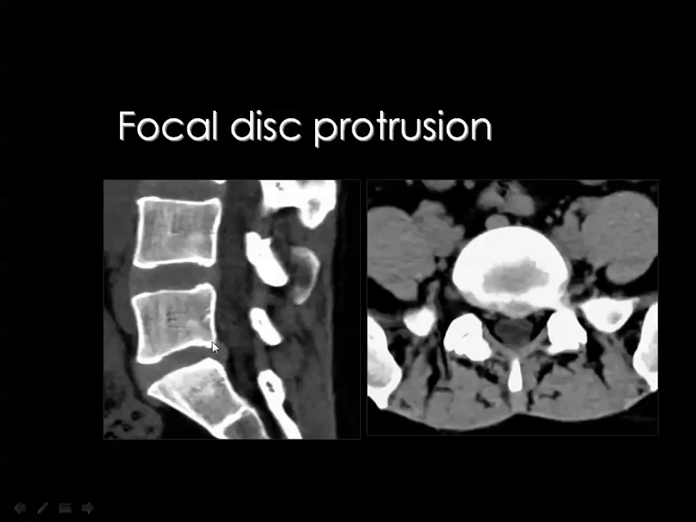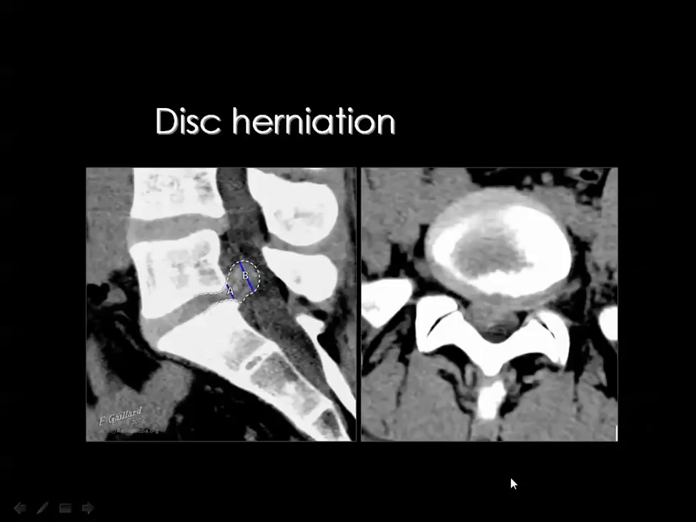If you see a disc extending inside the spinal canal, and this is CT, and you call this disc, which may be bulge or herniation or protrusion, then you go to the axial image. If the disc is focal, it will be one of two, either protrusion or herniation. If the disc height is within 2 millimeters, you consider it protrusion.